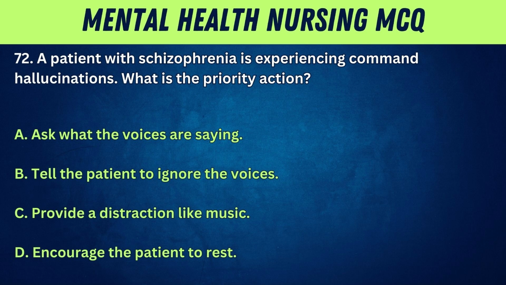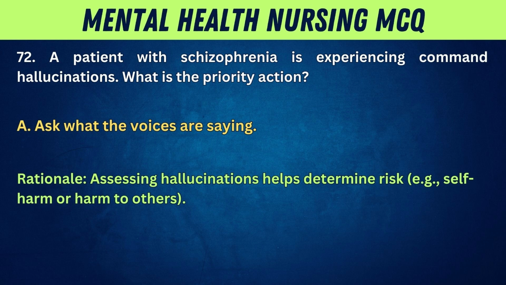72. A patient with schizophrenia is experiencing command hallucinations. What is the priority action? A. Ask what the voices are saying. B. Tell the patient to ignore the voices. C. Provide a distraction like music. D. Encourage the patient to rest. Answer: A. Ask what the voices are saying. Rationale: assessing hallucinations helps determine risk, e.g., self-harm or harm to others.